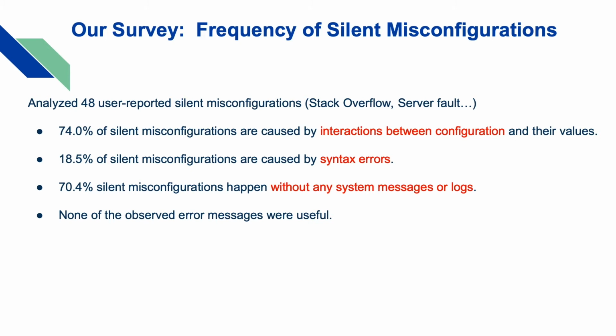A number of silent misconfigurations are actually caused by the interaction between configurations, and our previous motivating example is such a case. Also, many silent misconfigurations are actually caused by syntax errors. This gives us a hint that we can implement a checker, and before users plug their configuration into the system, we can invoke the checker to proactively prevent syntax errors in the configuration. And the third thing is that a large number of silent misconfigurations actually happen without any system logs or messages. And none of the messages we observed were useful to users, making troubleshooting prohibitively difficult for them.